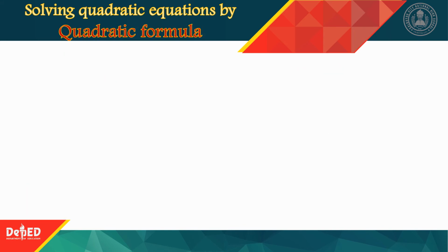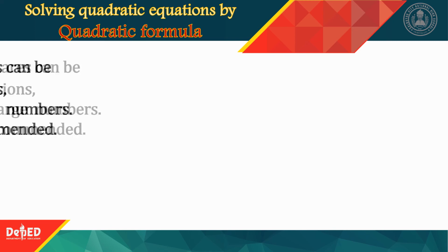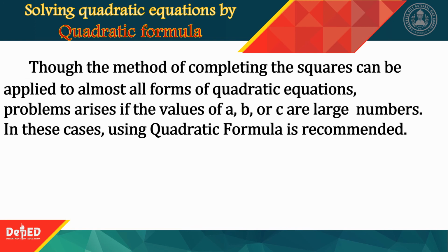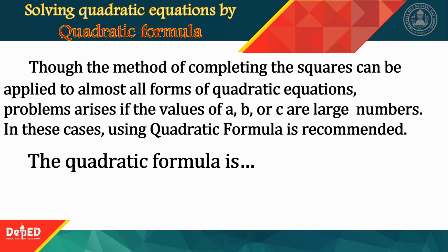So now, let us discuss the last method of solving quadratic equations by using the quadratic formula. Though the method of completing the squares can be applied to almost all forms of quadratic equations, a problem arises if the values of a, b, or c are large numbers. In these cases, using the quadratic formula is recommended. The quadratic formula is x is equal to -b plus or minus the square root of b squared minus 4ac, all over 2a.